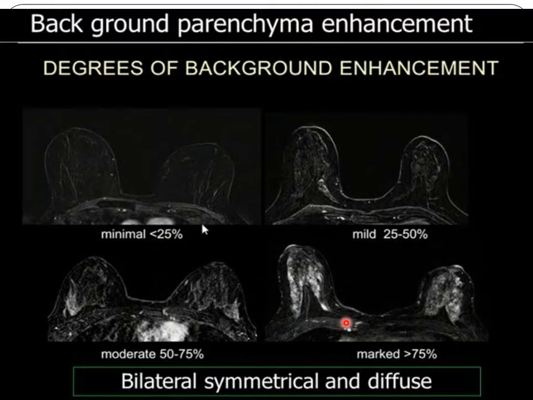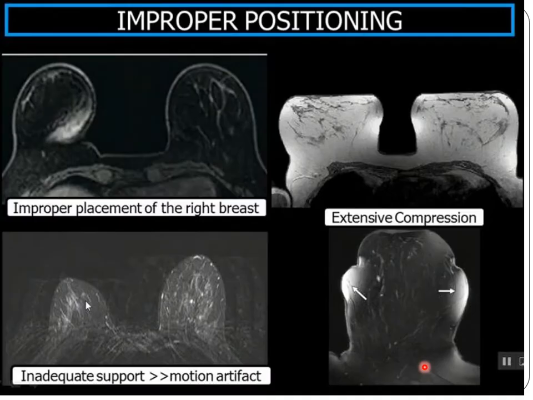And also the background parenchymal enhancement is divided into what? Into the minimal, mild, moderate, and marked. The minimal one, in which less than 25% of the fibroglandular tissue is enhanced post-contrast, and the mild one, 25 to 50% of the fibroglandular tissue enhanced post-contrast, and the moderate, 50 to 75% of the fibroglandular tissue enhanced post-contrast, and the marked one, more than 75% is enhanced.